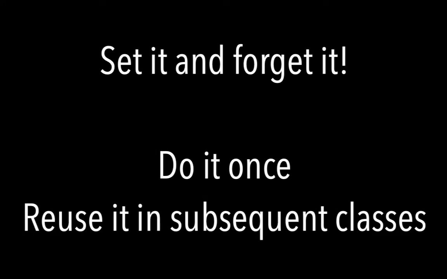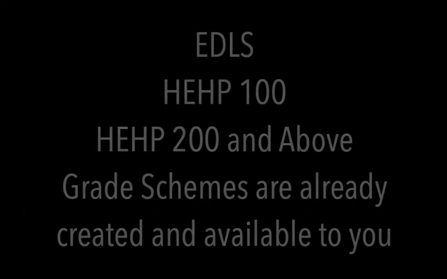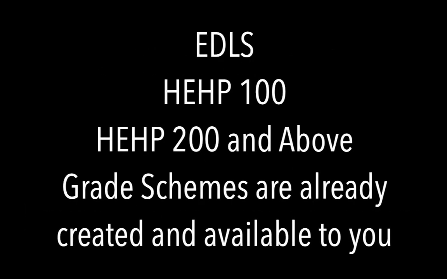Creating a grade scheme in OAKS only has to be done once per class. And if you've already created a grade scheme in the past, then you can go ahead and skip this section and go on to adding it into your grade book. Likewise, if you teach EDLS classes, HEHP 100 or 200 level courses, you can also skip this section, as those grade schemes have already been created on your behalf.